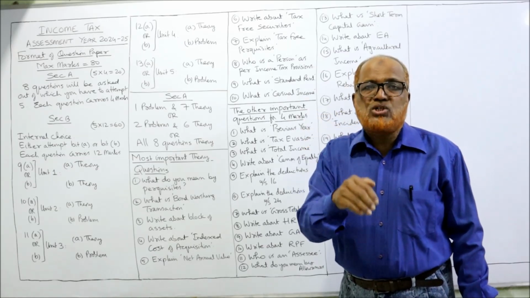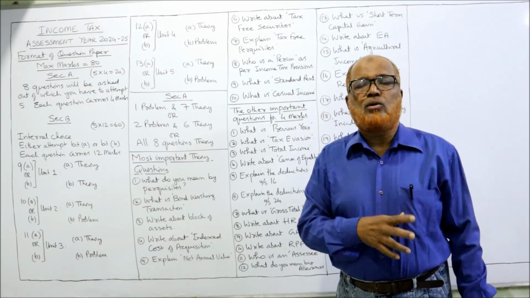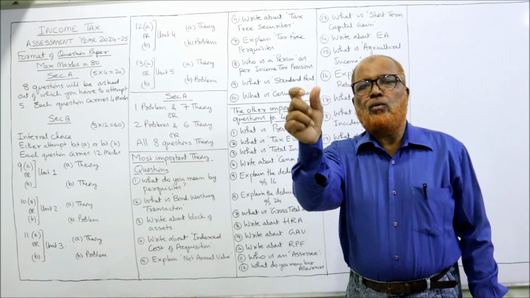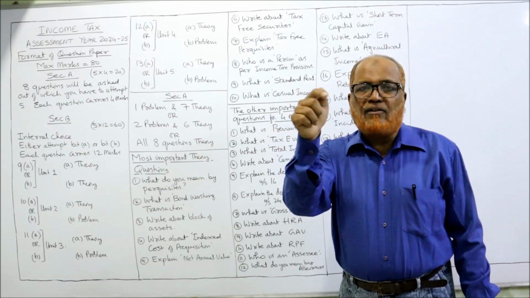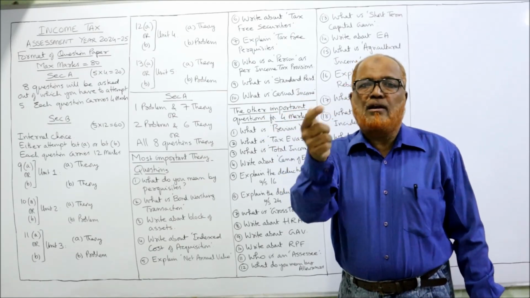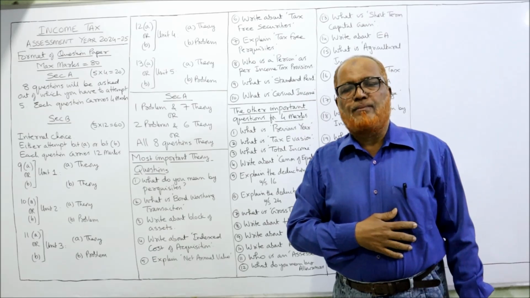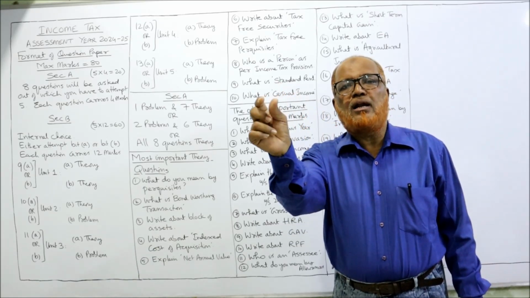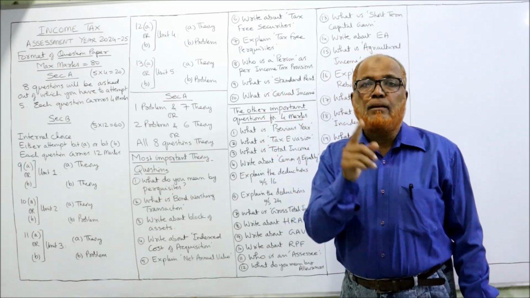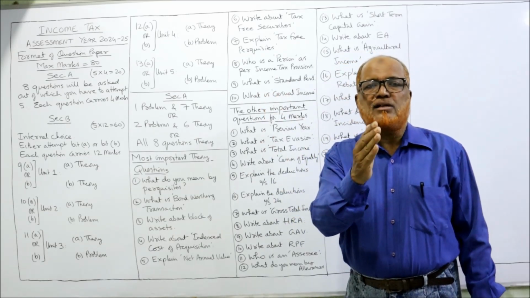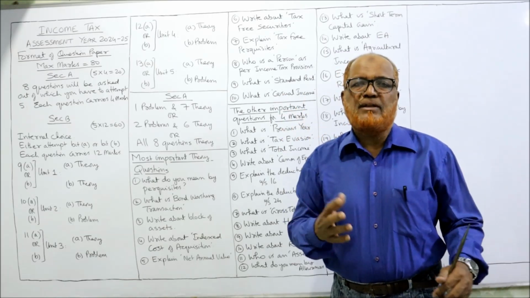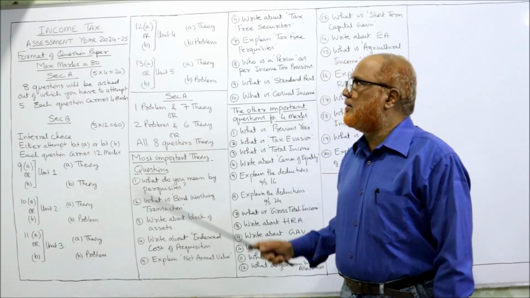If it is a commercial tax-free security, first you have to calculate net interest. Net interest is equal to face value into rate by 100. After calculating net interest, now you have to calculate gross interest. The gross interest is equal to net interest into 100 by 90. Remember this. This is the method of calculating gross interest.